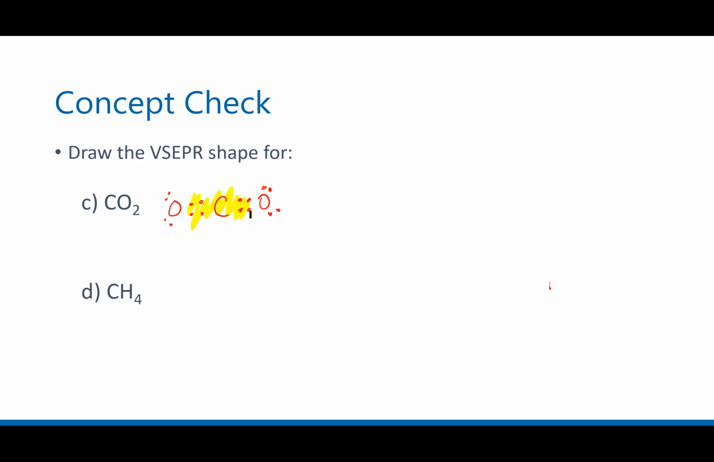So I'm looking at the central atom. I have two bonds and I have no lone pairs. Again, I'm only looking at the central atom. I don't care about the lone pairs on the oxygen. The double bonds are just one type of bond. So I have two of them, two double bonds.